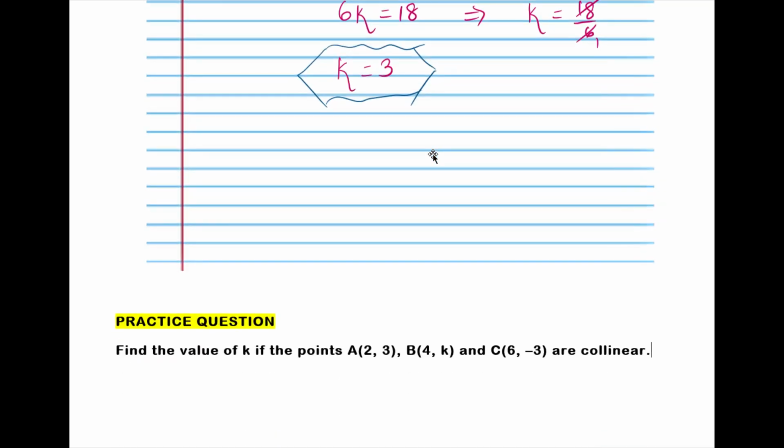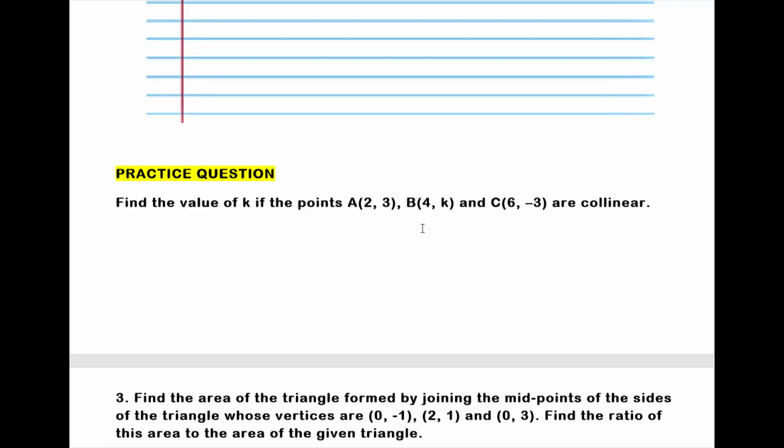Now practice question for you. Find the value of k if the points A(2, 3), B(4, k) and C(6, -3) are collinear. Find out the value of k if the given vertices of the triangle are collinear. If the points are collinear, then the area of the triangle will be equal to 0.